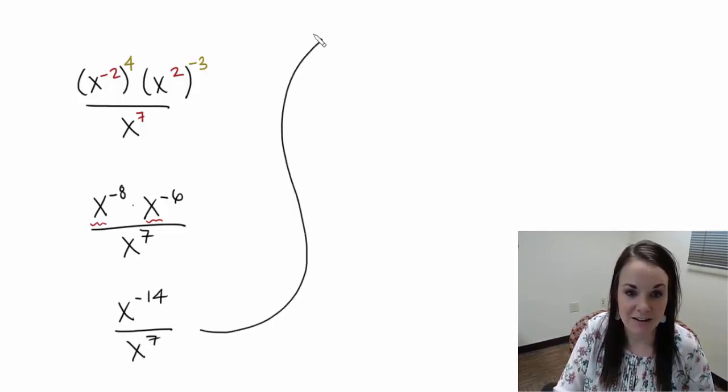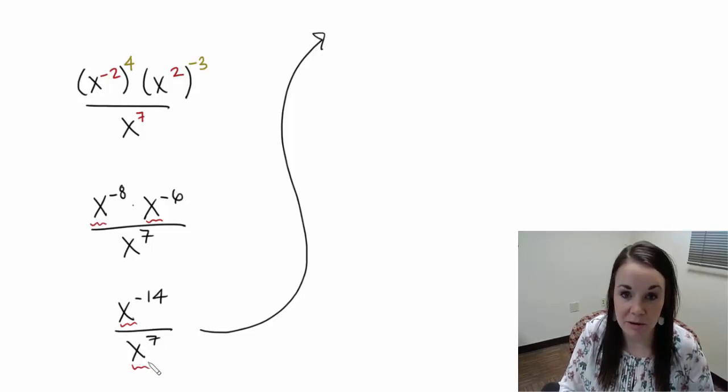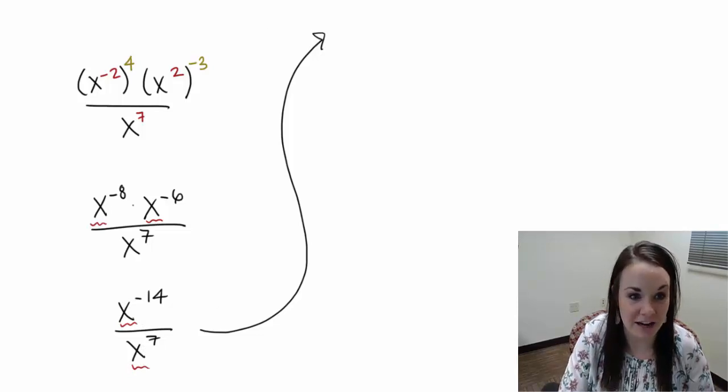All right, so now let's move up here. We have x to the negative 14th over x to the 7th. So again, we have similar bases, but this time they're being divided. Remember, when we had bases that were being multiplied, we added the exponents. Now we have the similar base being divided, so we subtract their exponents. So this would simplify to this.